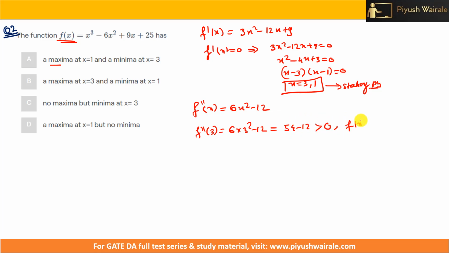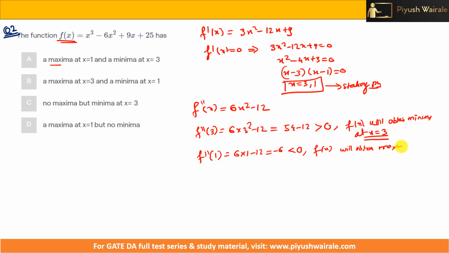So f of x will obtain minima, right? Minima at x equals to 3. Then again, just put f double dash of 1. I will get 6 into 1 minus 12, that is basically minus 6. So less than 0. So f of x will obtain maxima at x equals to 1. Okay, so that's it. So option A is correct. Okay, we are getting maxima at x equals to 1 and minima at x equals to 3.